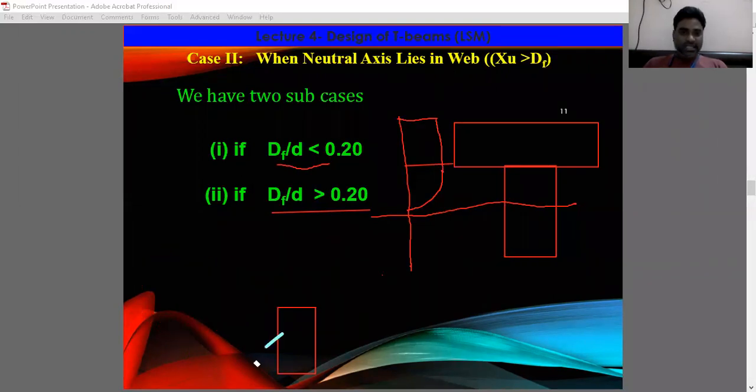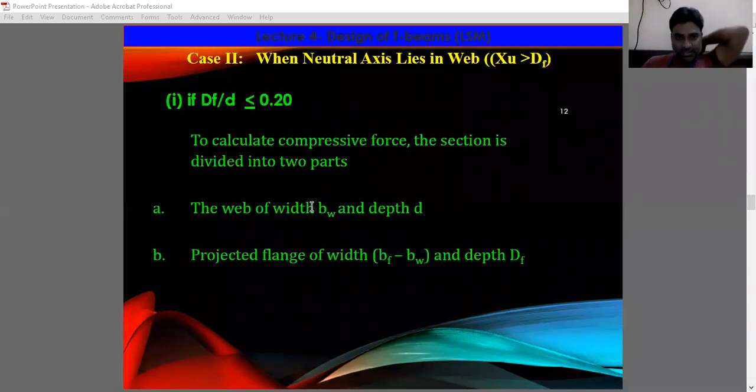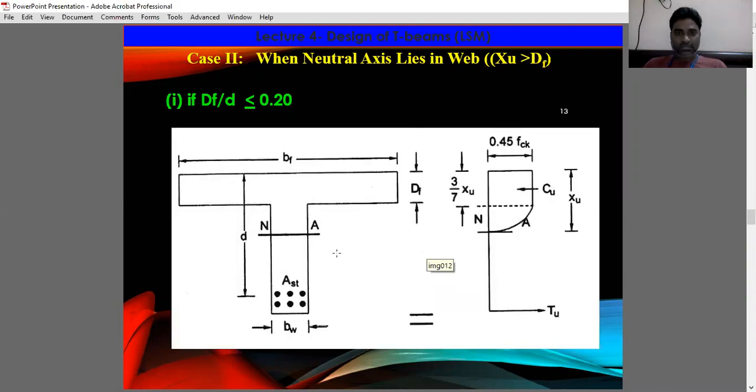First, consider the first case, if the depth of neutral axis is within the web and Df by d is less than 0.2, that means the stress distribution within the flange is a rectangle, right? So just keep in mind. Then how to determine the moment of resistance, right? So as usual, if you calculate the compressive force, the section is divided into two parts. If this is the case, as I showed just now.